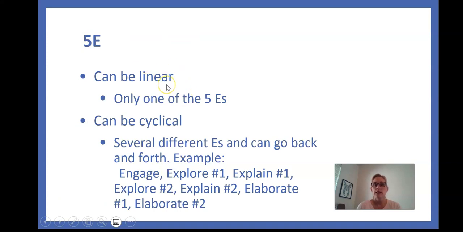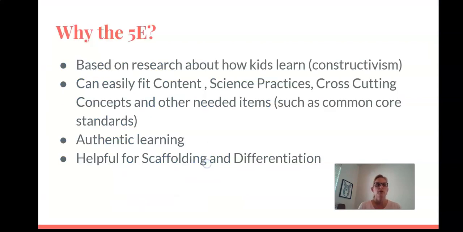They can be linear, like I said, where it's only one of each of the 5Es, or they can be cyclical. In AP Environmental Science, most of what I write is linear. But when I write for NGSS, it's more cyclical. There's often more than one explore, and that's because of the NGSS standards.